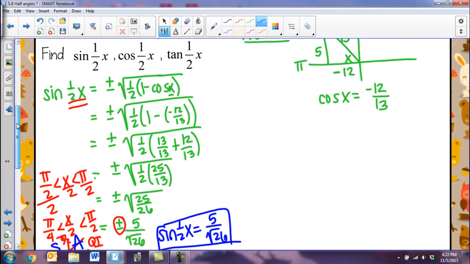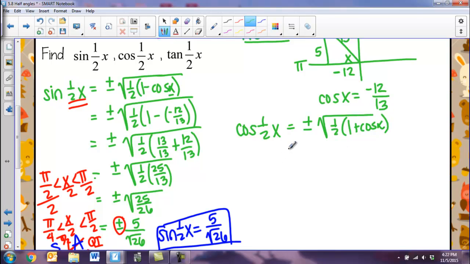Okay, still got a couple pieces left on this one. We've got to find the cosine of 1/2 x. And again, that's just a formula. So I'm going to plug in to that formula on my formula chart. And that one says 1/2 times 1 plus cosine x. And so I go ahead, I already found my cosine x. So I'd have 1 plus negative 12 over 13. And adding a negative is just like subtracting.